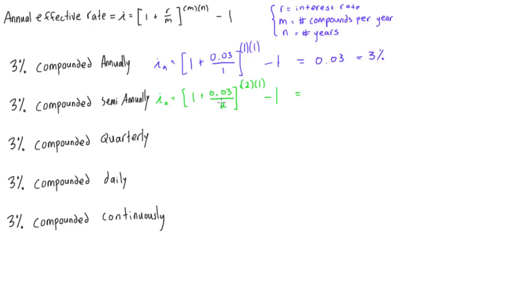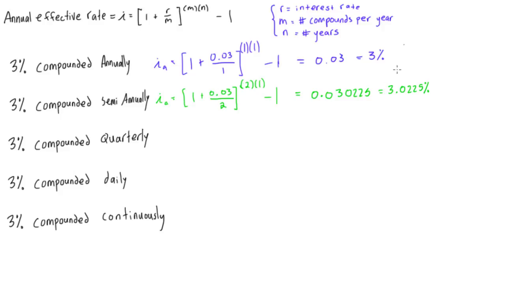And if you go ahead and do this in your calculator, you're going to find out that your annual effective rate is actually going to equal 0.030225, which is equal to 3.0225%. So this is saying that if we compound 3% semi-annually, so we take whatever investment we have, add on 1.5% interest after 6 months, and then again add on 1.5% interest on the new total after the whole year, that's the same as just compounding once per year at 3.0225%.